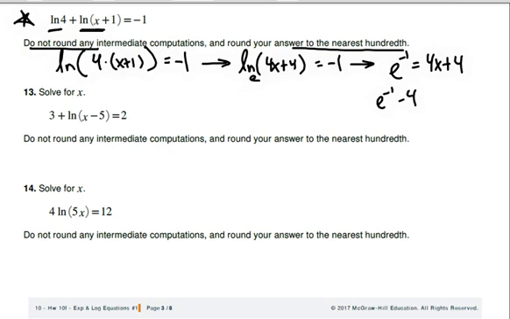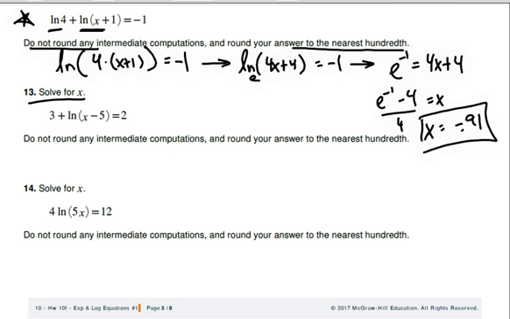We can then subtract 4 from both sides, and then divide both sides by 4, so we get e to the -1 minus 4 all over 4 equals x. Plug that into the calculator, and you get x equals -0.91, rounding to the nearest hundredth.